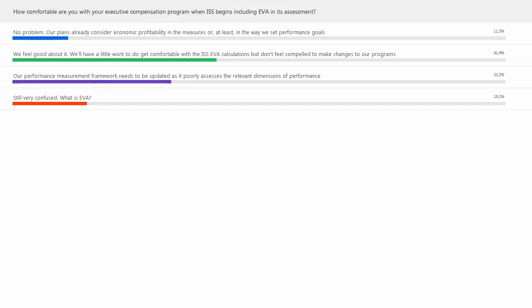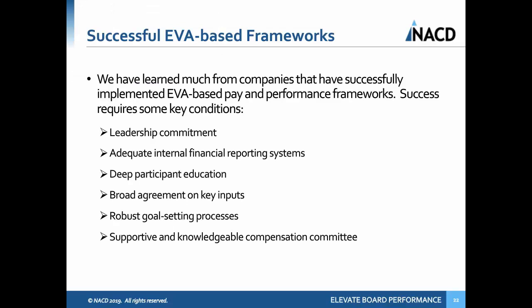So I want to be mindful of time here, so I'm going to move a little bit faster, but I just want to cover what I think it takes to be successful in implementing or maintaining an EVA-based pay and performance framework. Because if you can check the boxes, EVA can be a very useful measure. The issue is that you really need to check all of these boxes. Number one, there's got to be leadership commitment. Your CEO needs to be behind the idea of measuring EVA and using it in incentive plans because it takes a tremendous commitment within the organization. It has to start at the top.